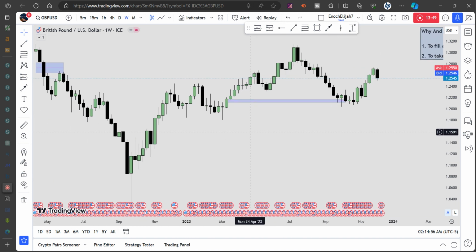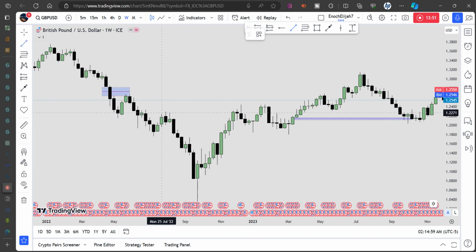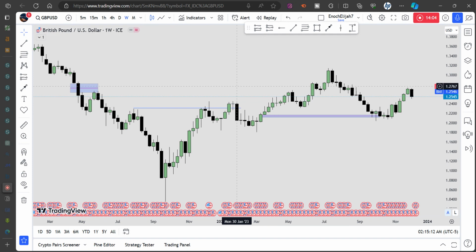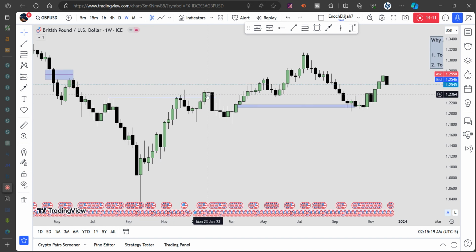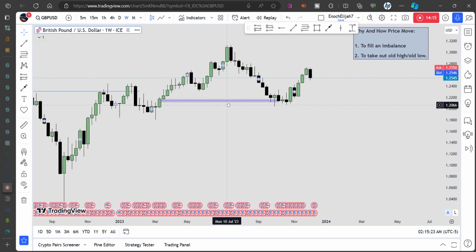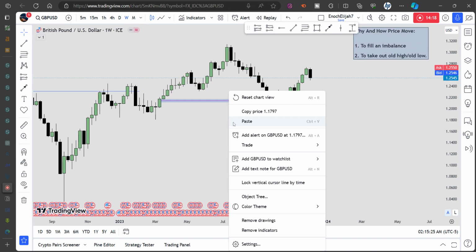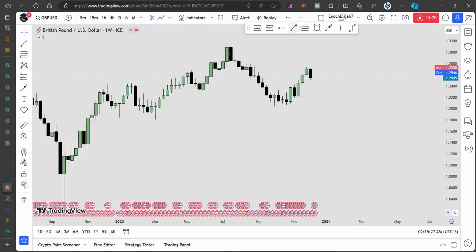When price broke this high right here and closed above it this particular week, that was when price shifted from being bearish to bullish. And ever since then, it kept going higher and higher, right? Good. That is one.